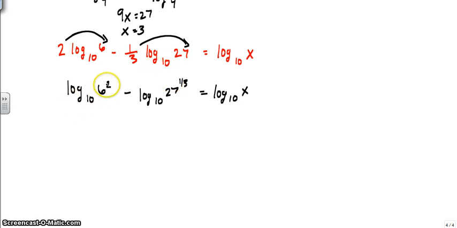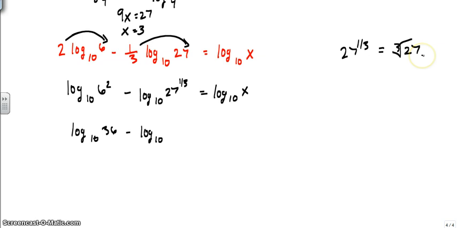Alright, so I'm going to evaluate this now. You don't have to evaluate; you can actually apply your properties beforehand if you want to. It doesn't matter either way. Log base 10 of 36, because that's what 6 squared is, minus log base 10 of 27 to the 1/3 power. Well, over on the side, 27 to the 1/3 is the same as the cube root of 27. So the cube root of 27 is 3. So this is log base 10 of 36 minus log base 10 of 3 equals log base 10 of x.